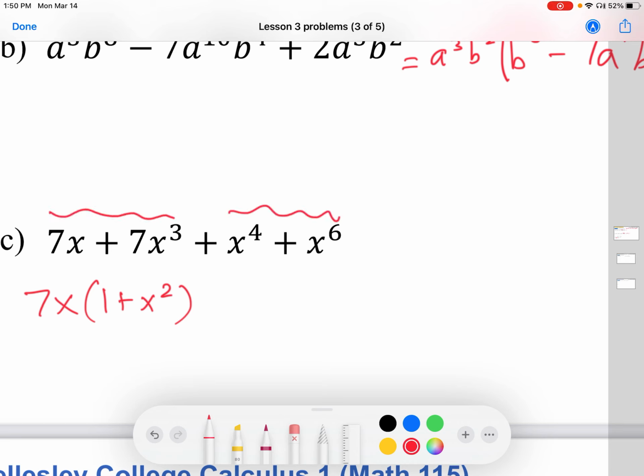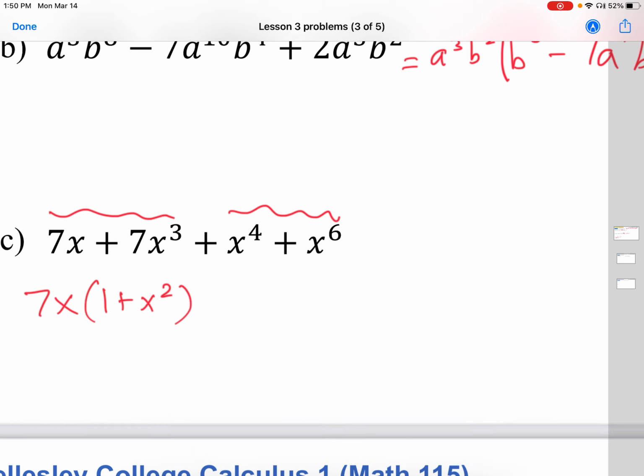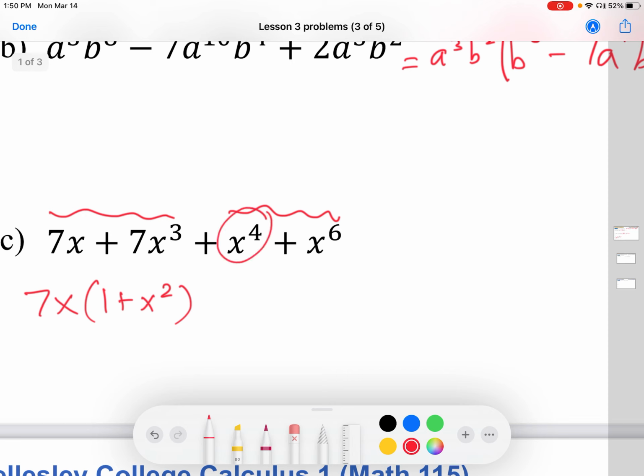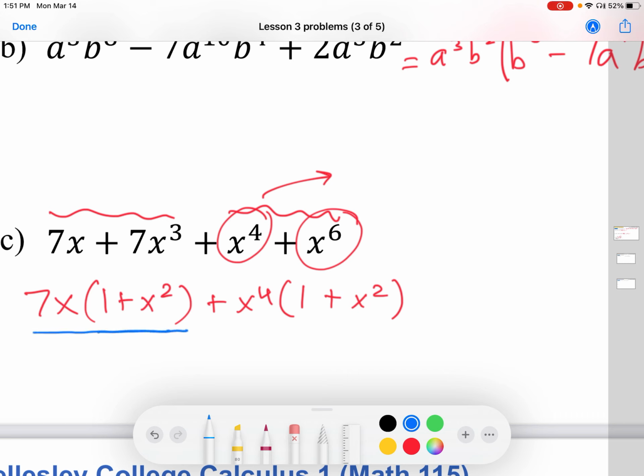And now look at these 2 terms. So they don't have a 7, but they have a 1 in front of the powers of x, and also they have an x to the 4th in them. So plus, factor out an x to the 4th. I get a 1 from this term, plus, and then over here I get an x squared. Great, and now notice what has happened. Each one of these 2 terms, this one and this one, has a 1 plus x squared in it. So I can factor that out.